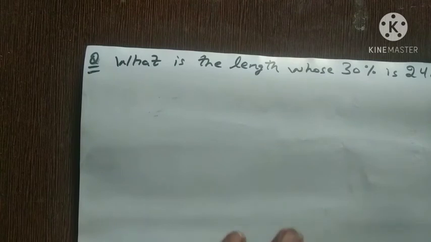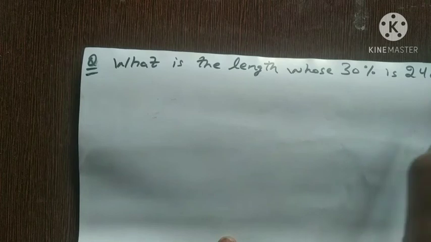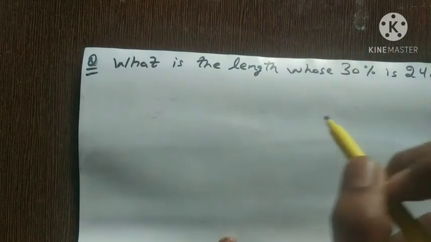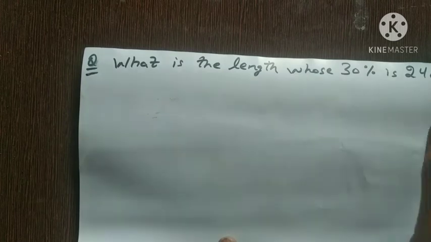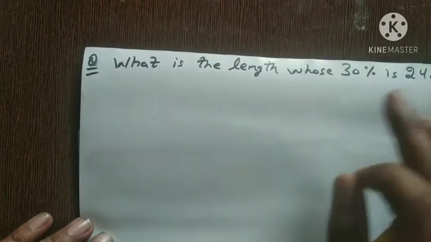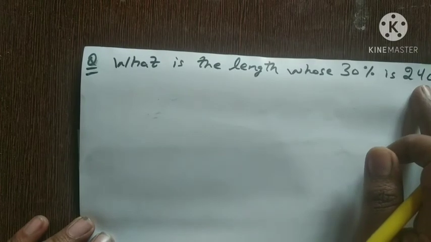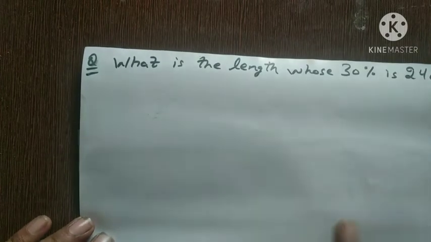Now in this question, what is the length whose 30% is 24 centimeter? So what is the length? It means we have to find that length whose 30% is 24 centimeter. Okay, so whose 30% is 24, its 100% will be more than 24 centimeter. So let us do this question.